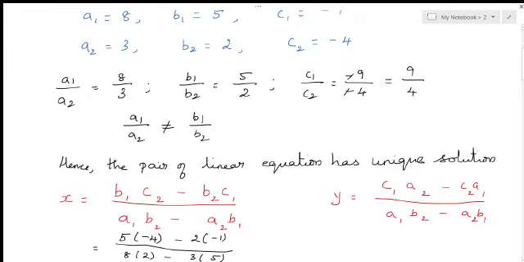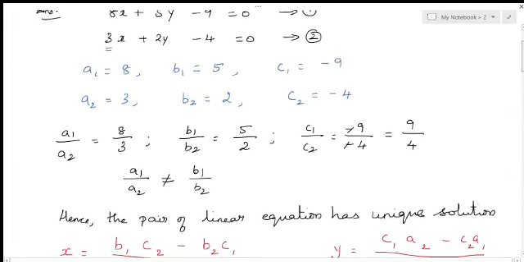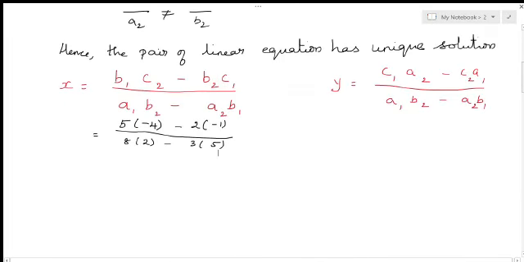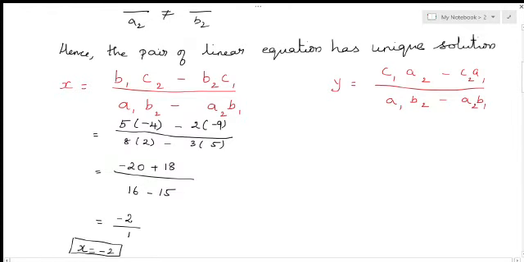Now let us simplify this. c1 is minus 9. Okay, I have written here 1. Let me change it as minus 9. 5 into minus 4 will give you minus 20. Minus into minus is plus. 2 into 9 is 18 divided by 8 into 2 is 16 minus 3 into 5 is 15. So different sign, subtract and write the greater number's sign. Minus 20 plus 18 will give you minus 2 divided by 16 minus 15 is 1. So x is equal to minus 2. So I got x value as minus 2.